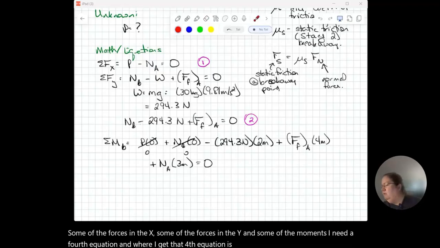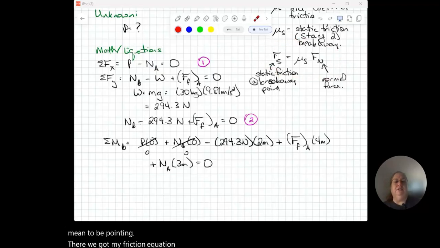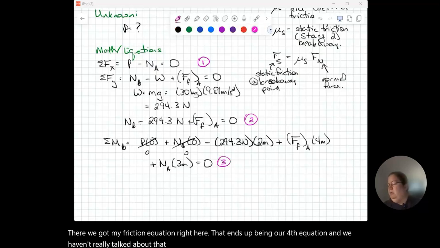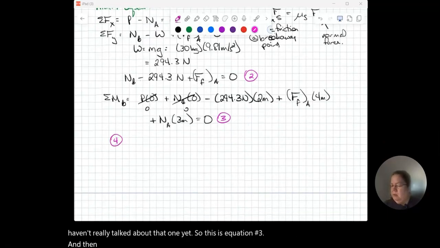Sorry, erasing when I mean to be pointing. There, we got my friction equation right here. That ends up being our fourth equation, and we haven't really talked about that one yet. So this is equation number 3, and then equation number 4 is going to be my coefficient of static friction.